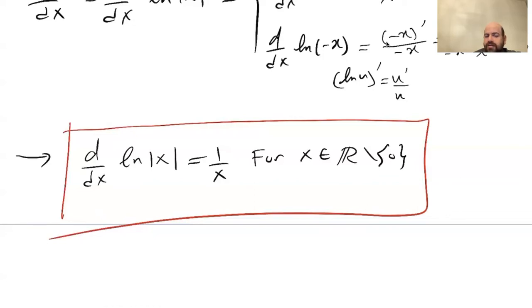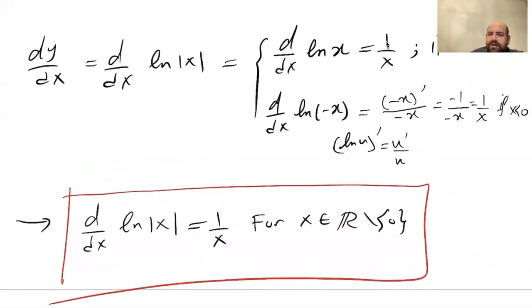Of course, our preference is to write a function which has a domain as big as possible. But don't worry about this. You will learn this in Math 114. I just want to mention this quickly. For now, you just need to learn that the derivative of ln of the absolute value of x is 1 over x, which is the same as the derivative of ln x itself.